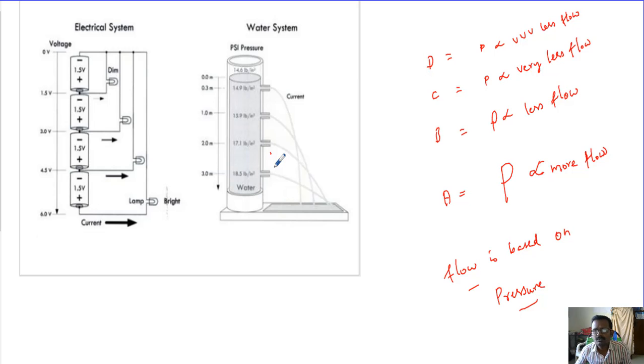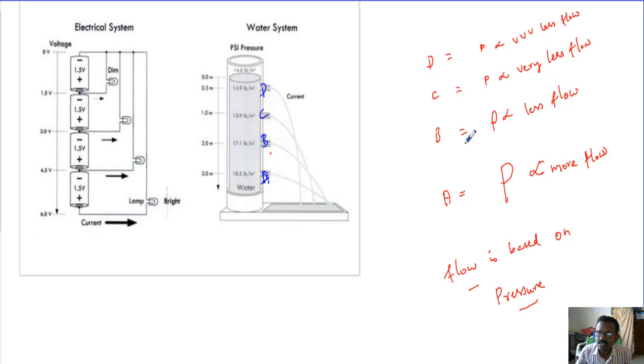Okay. Now this is point D. This is point C. Point B. This is point A. See, at point A, the pressure is high. It has a high pressure. The whole water will put pressure on this point. So the pressure will be more when compared with points B, C and D.